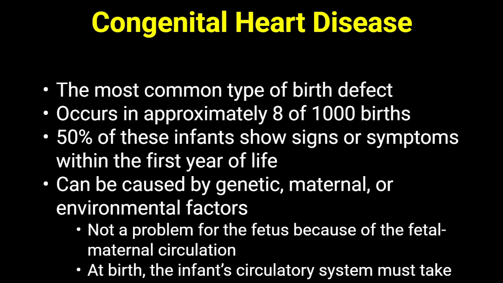The fetus receives oxygenated blood from the placenta, so the heart defects don't matter in utero. At birth, however, the infant's circulatory system must take over and provide the child's own oxygen needs. That's when problems become apparent. The foramen ovale and ductus arteriosus must close, and the lungs must take over gas exchange. If there are structural defects, this transition fails.